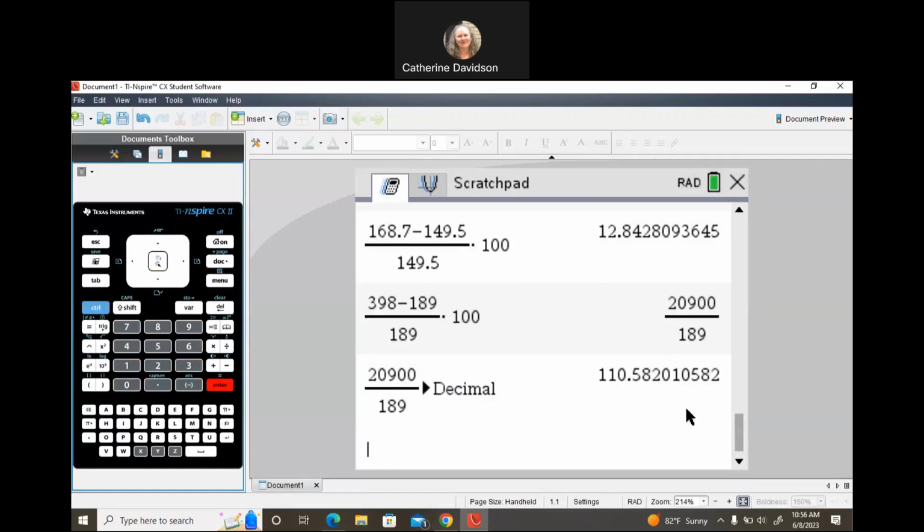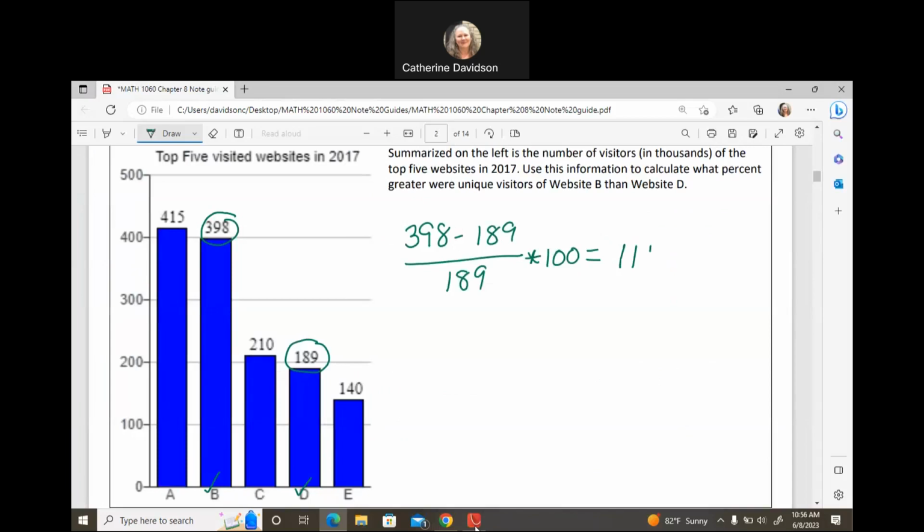So let's just round to a whole number. So that's 111% increase, or 111% more people visit website B compared to website D.